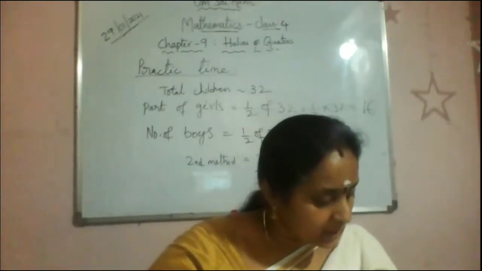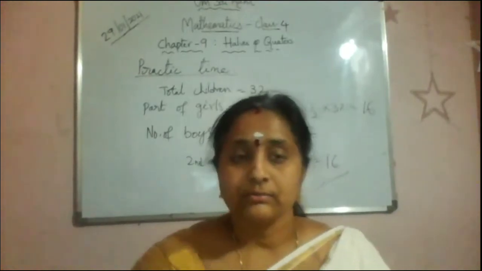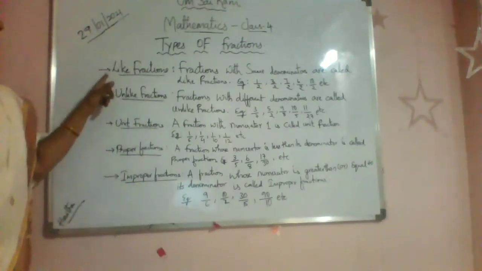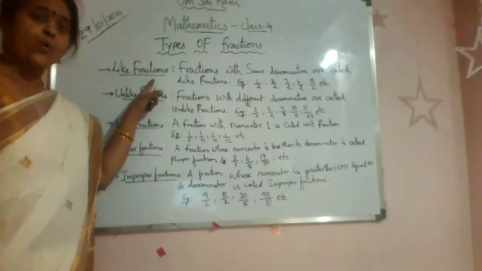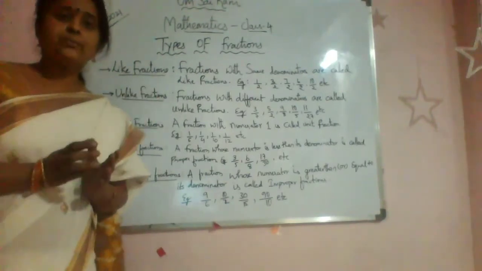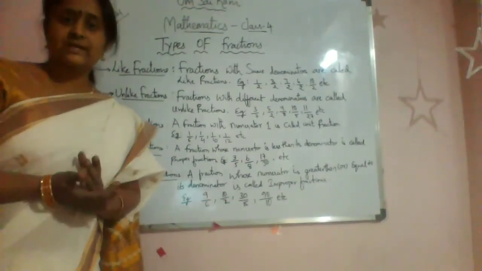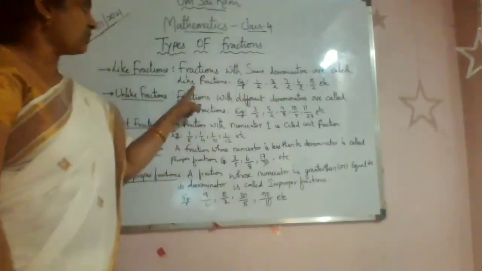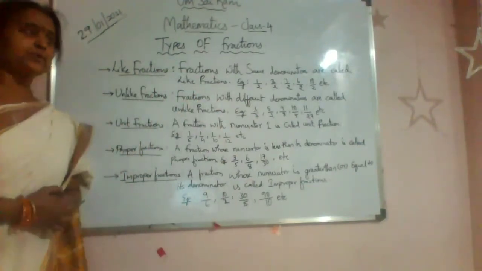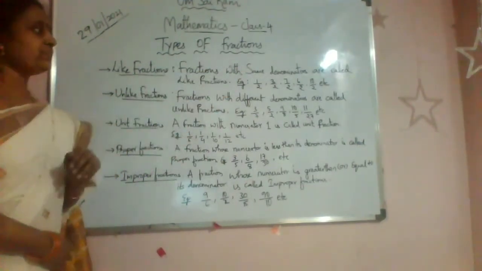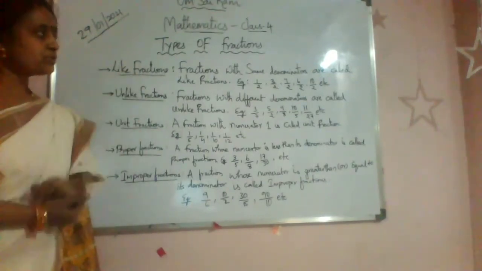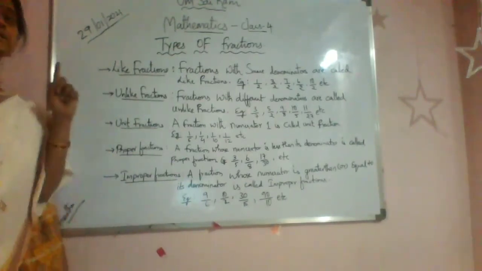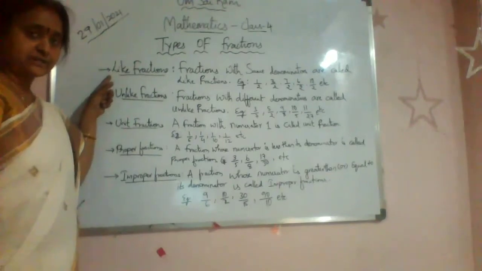Okay, children, the remaining two problems are homework for you. Now, let us see types of fractions. First of all, like fractions. What are like fractions? If the denominator is the same, we can say those fractions are like fractions. Fractions with the same denominators are called like fractions. For example, 1 by 2, 3 by 2, 7 by 2, 6 by 2, 10 by 2. Observe the denominators. Denominators are the same, but the numerators are different. Such types of fractions are said to be like fractions.